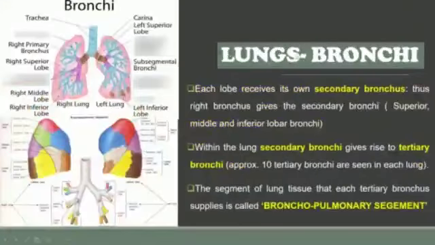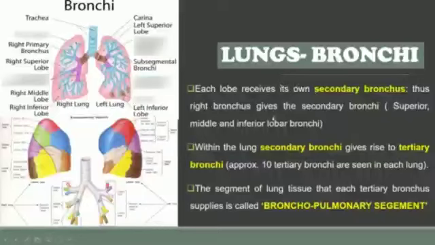Now, the last section is lungs in relation with the bronchi. As you know, this is the trachea, this is the bronchi, and this entire thing is your bronchial tree. Now, this brown colored part: the trachea divides into primary bronchi. You have only one primary bronchus entering into each lung. Then this primary bronchus is again dividing into secondary bronchi, which you call lobar bronchi. Each lobe receives its own secondary bronchus.